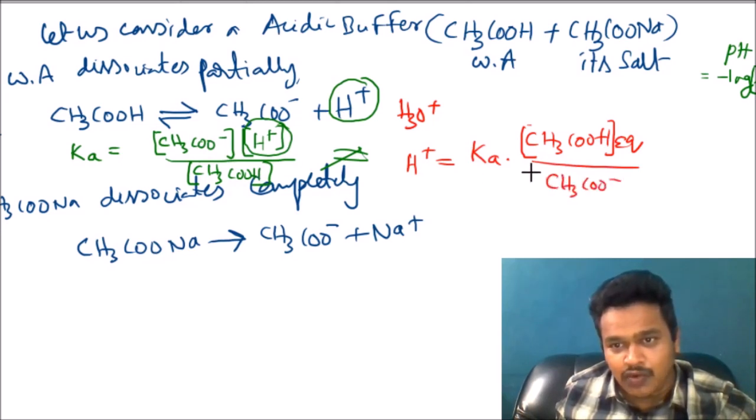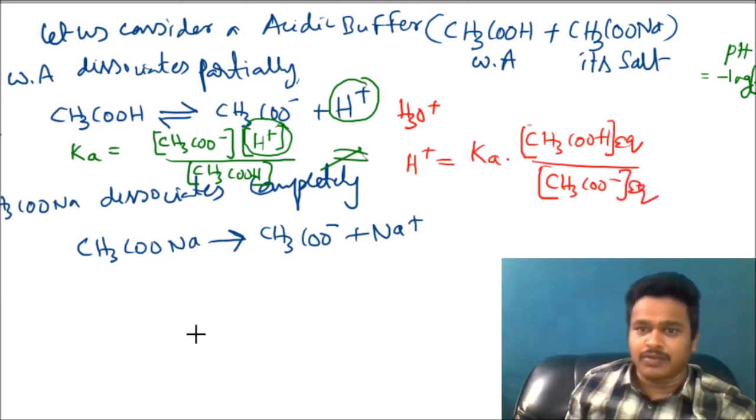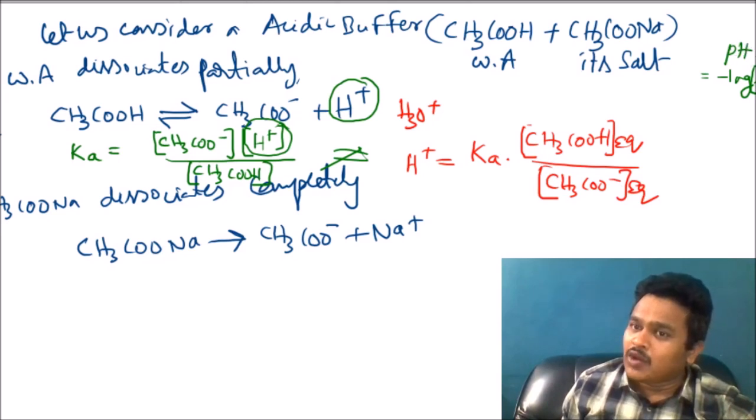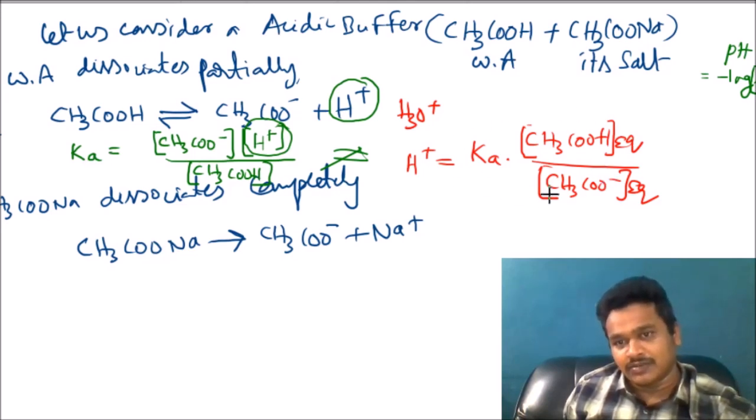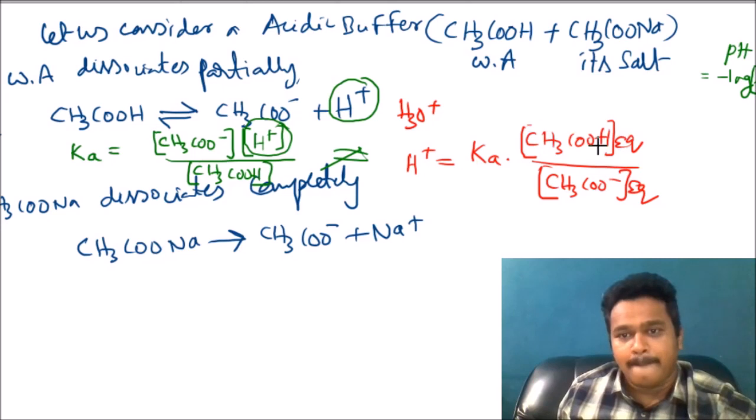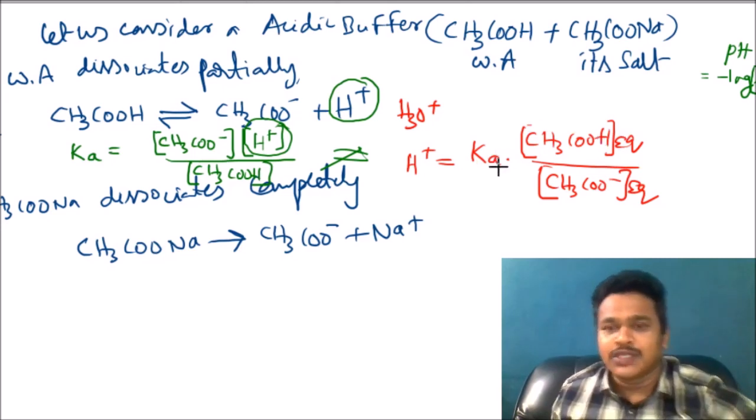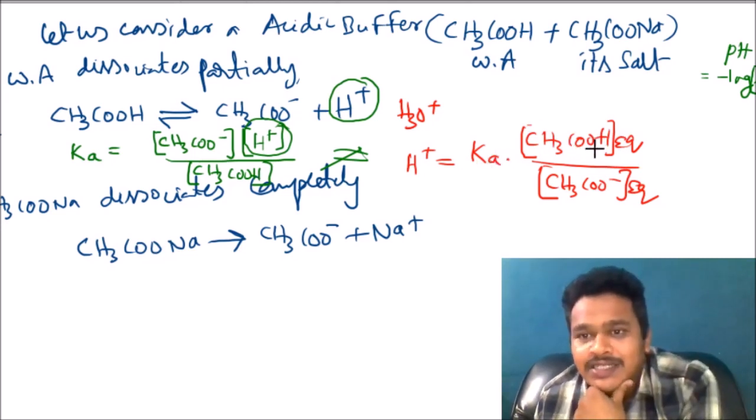CH3COO minus. This is also at equilibrium. So for the pH value I need the H plus ion concentration. For that, I am writing all the remaining parameters on this side separately, so I got this equation. Now you see Ka is there and CH3COOH at equilibrium.